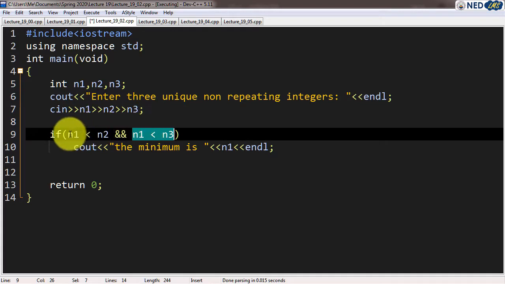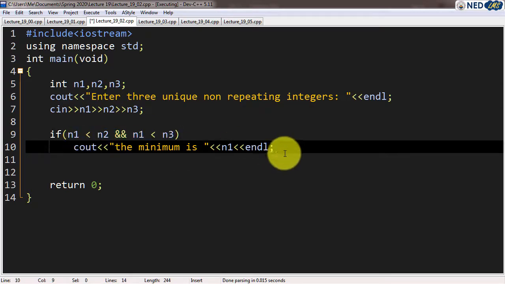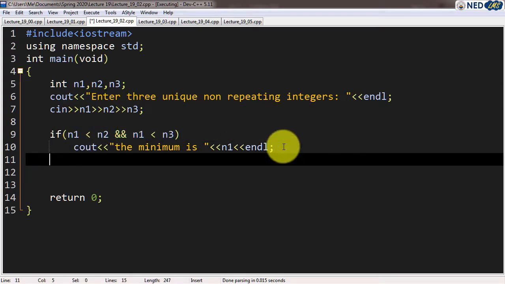So that means that if this condition is true and this condition is true at the same time, the whole Boolean output of this whole expression or the whole compound condition would be 1, and in that case this statement will run. So let's write another if statement.